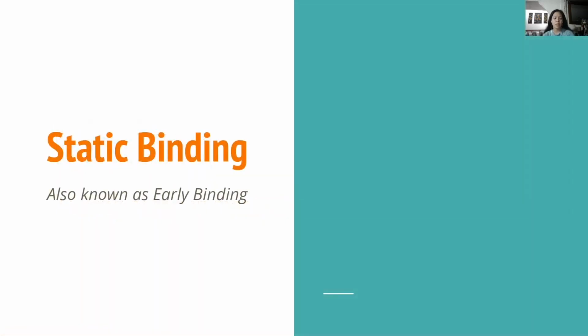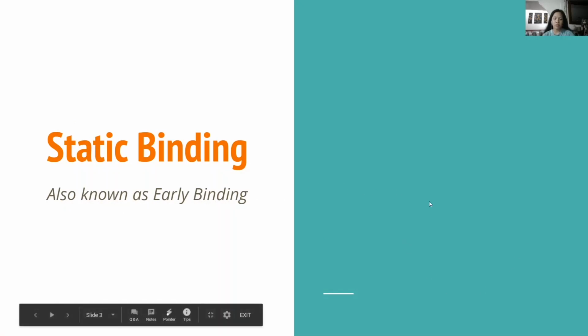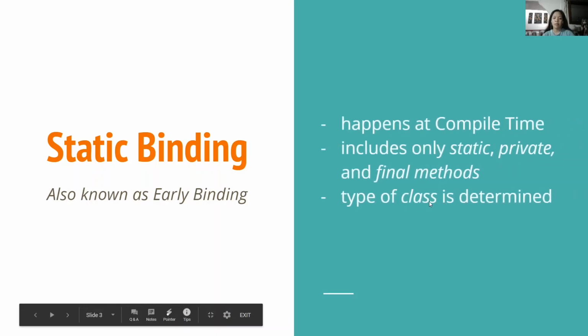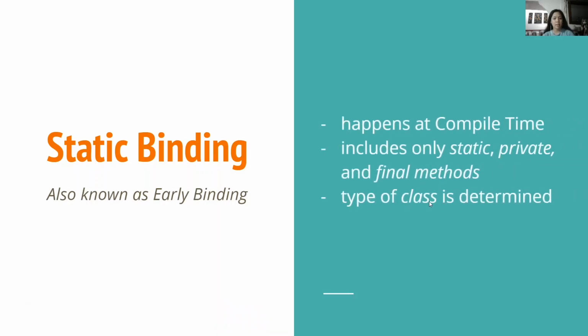There are two types of binding, the first being static binding, also known as early binding, and it basically happens at compile time, and it is also resolved at compile time. Here, it can only include static, private, and final methods because those methods cannot be overridden. So the type of class is determined at compile time.